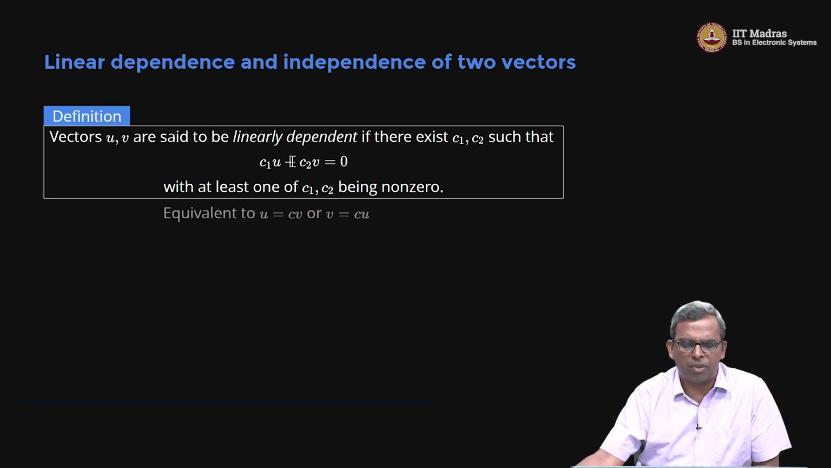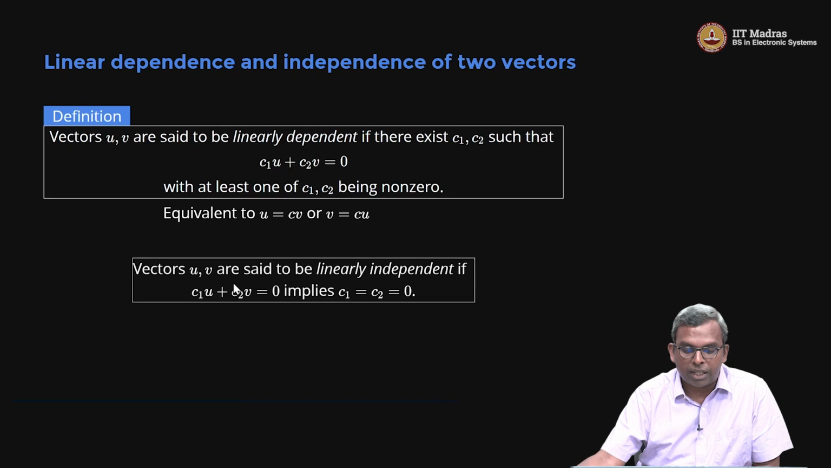Okay, so this covers the previous case. You can see this is exactly equivalent to U being CV or V being CU. Think about why that is true. One of these is non-zero. I can keep it on this side, move the other to that side and divide by that guy, and I will get this one. Okay, either this or that. So these two are equivalent, but this is a very nice way to write it.